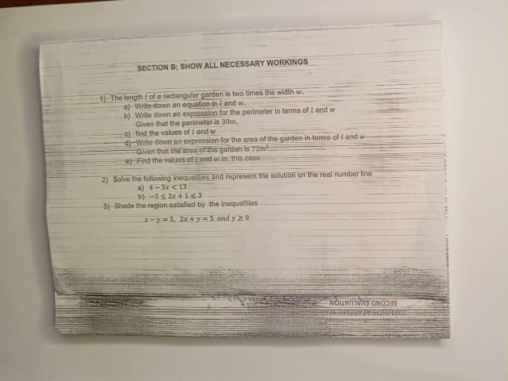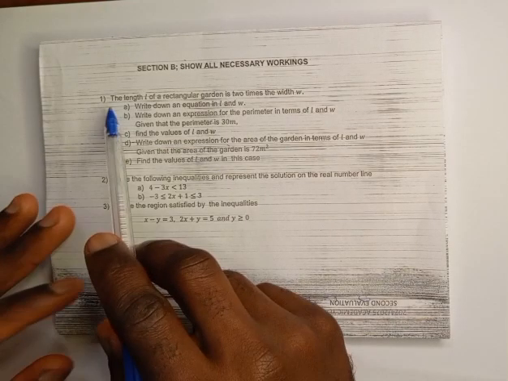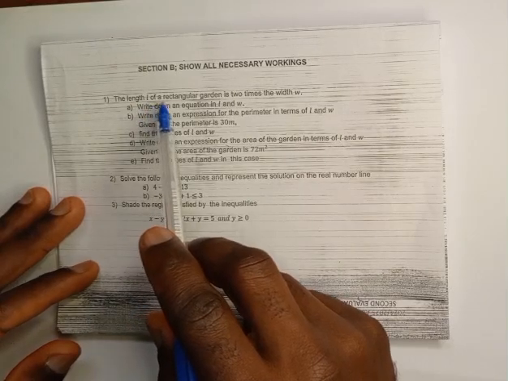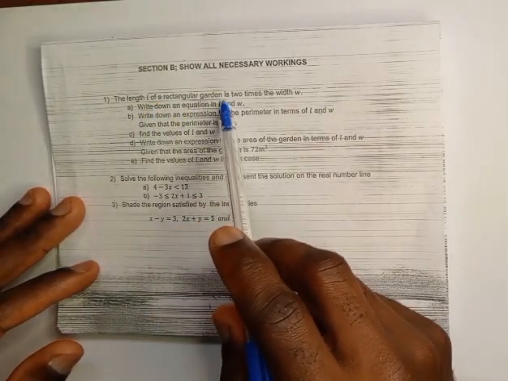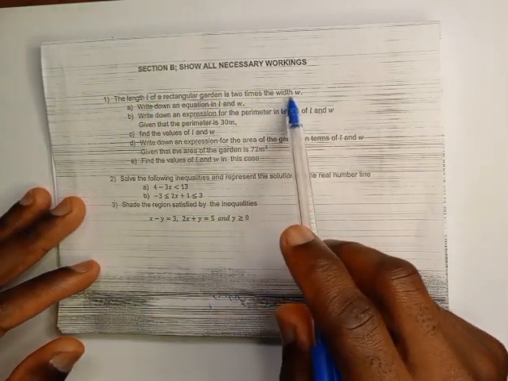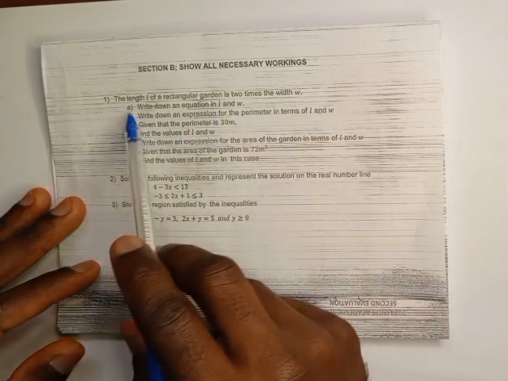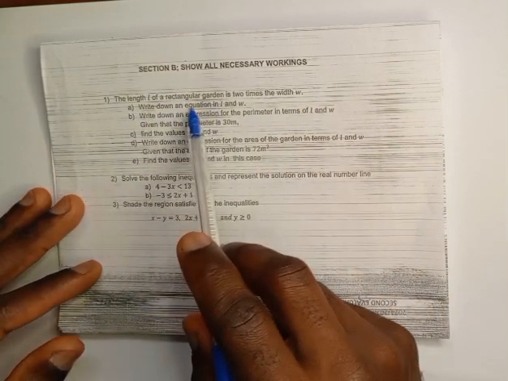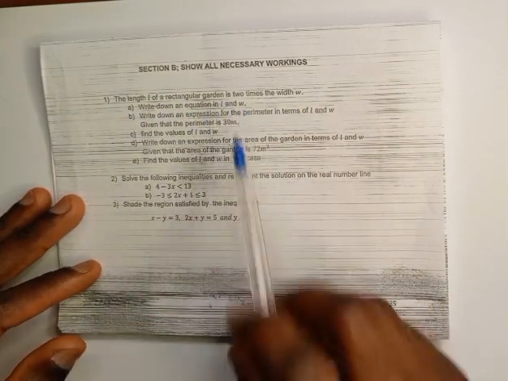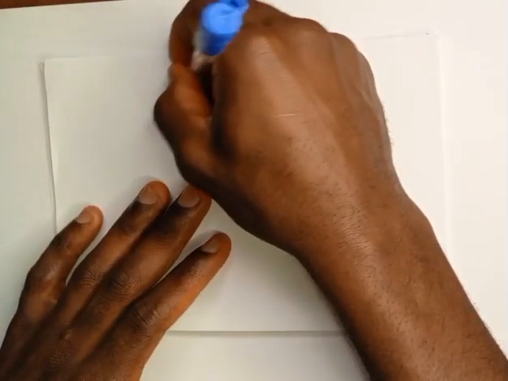We are to answer the following questions. For question 1, the length L of a rectangular garden is 2 times the width W. Question A: write down an equation in L and W. We take the solution.